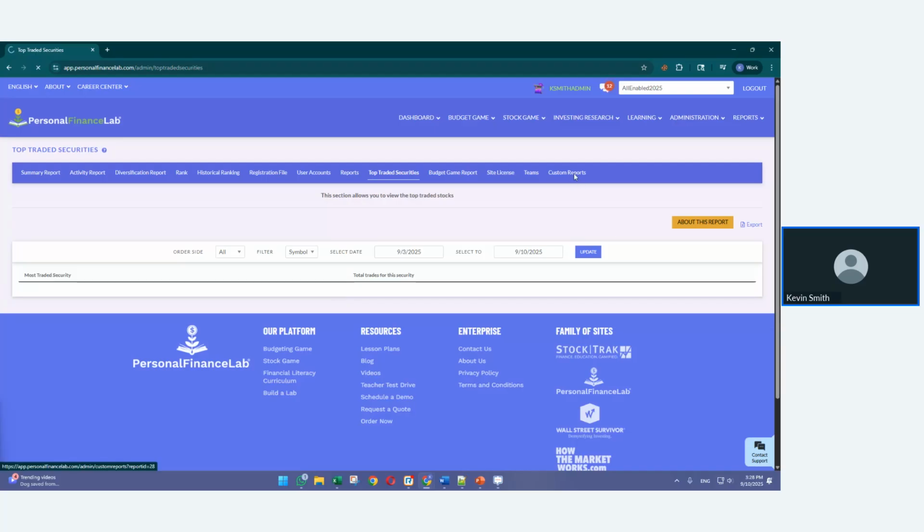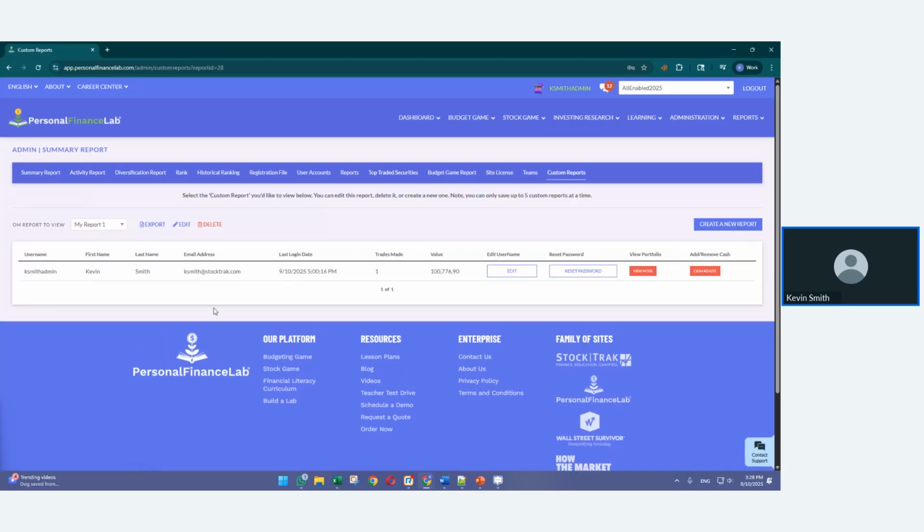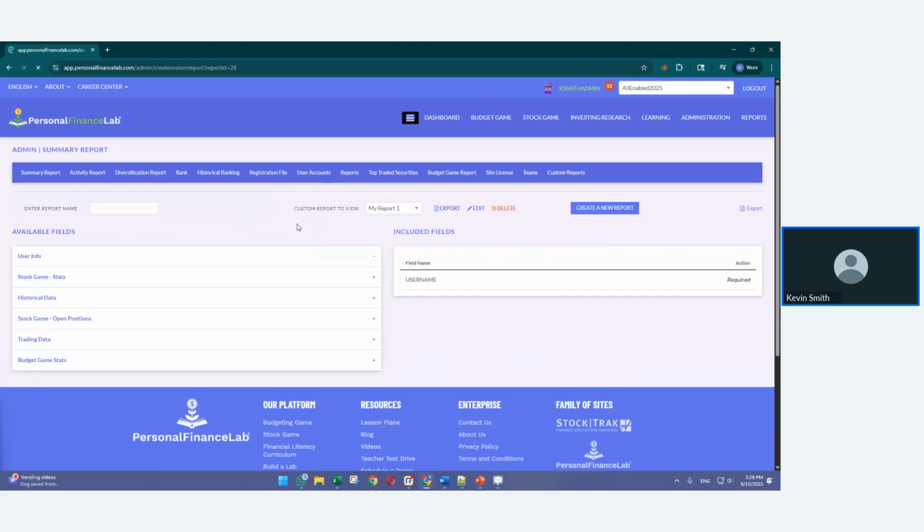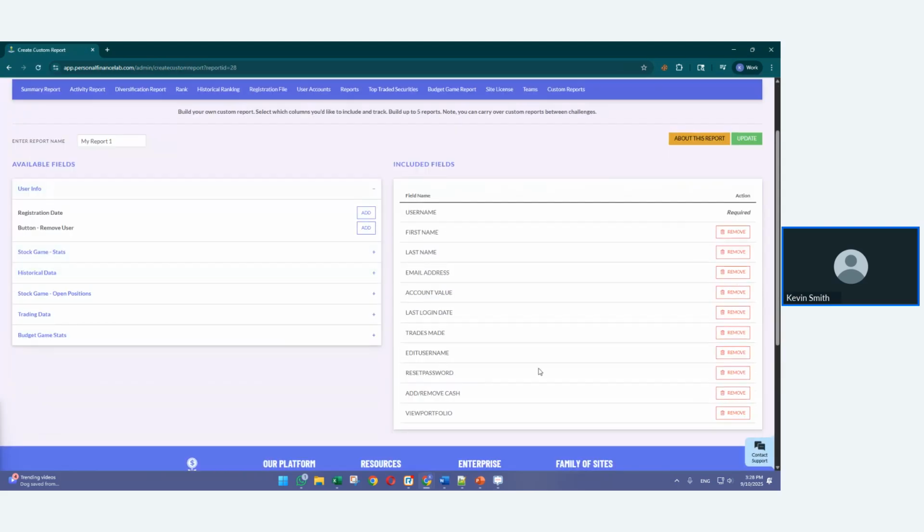And there's even a custom report. So if all that stuff I just showed you wasn't enough, you can build your own. You choose what data you want to be seeing, and then the report will have all that data available for you, including the buttons like resetting a password you can have with all the other things. So lots and lots of stuff to give you full control of your class.